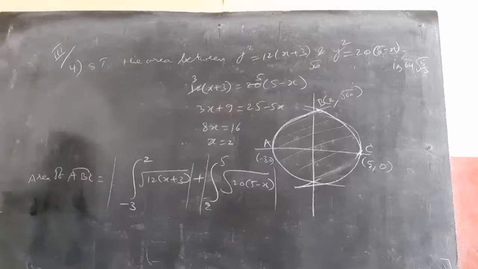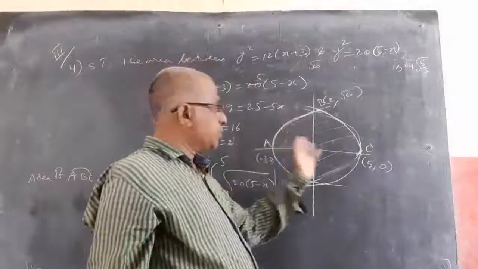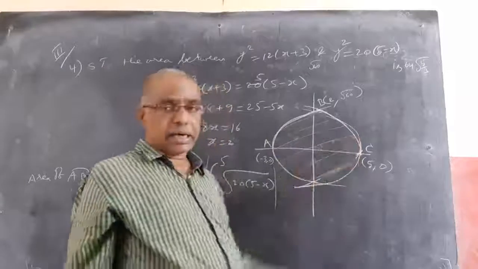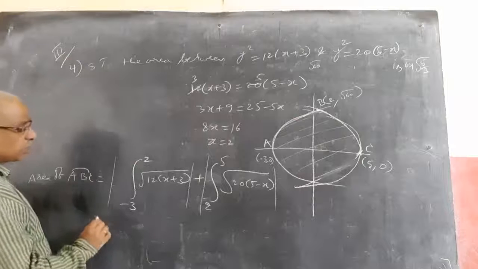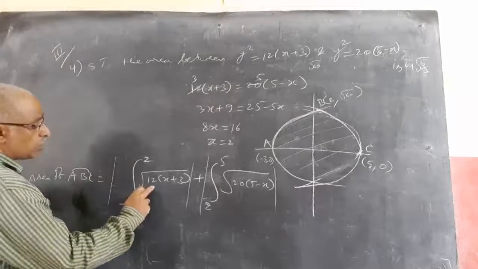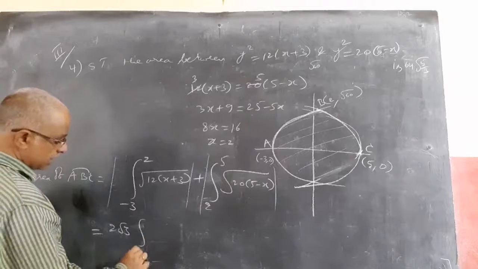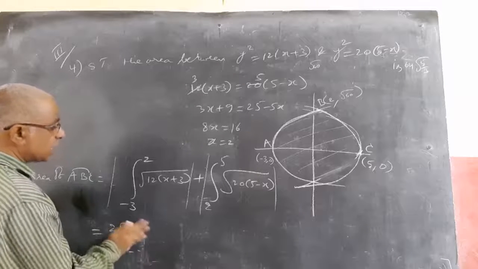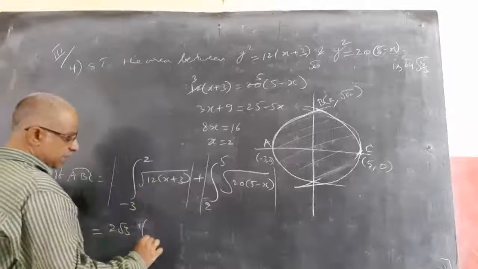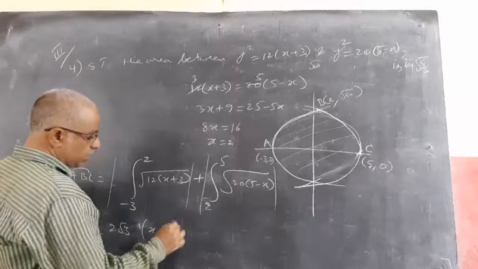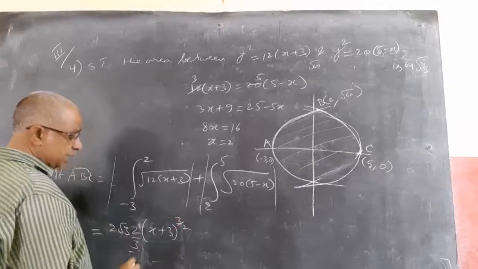Area of ABC. After that, I will multiply by 2, and I will get the whole area. So this is equal to 1/2 times 2 root 3, I will write outside, minus 3 to 2, I will write directly. This is the integral of root of x plus 3, which is (x plus 3) whole power 3 by 2, divided by 3 by 2. That is 2 by 3.